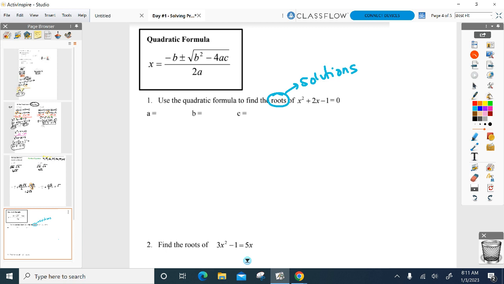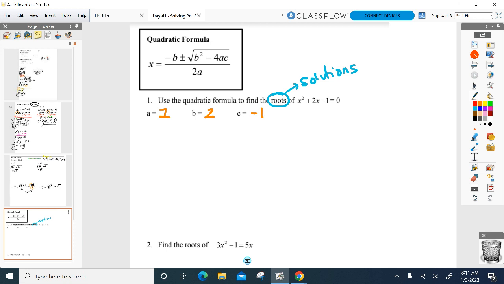A is the value located in front of x squared. There's nothing there, but we know there's what? We're not putting a 0 in for A. We're putting a 1. So we put a 1 in for A. B is what's in front of just the x term, and that is a 2. And the C term is the last constant, the one without a variable, negative 1.